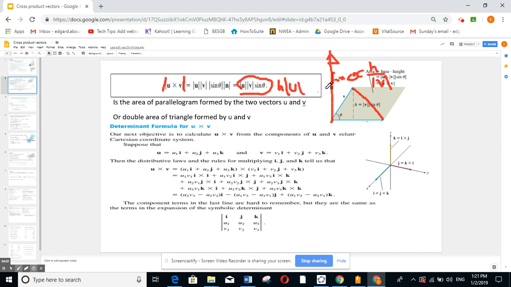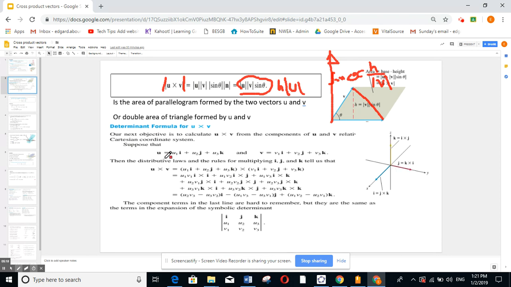Okay, so u cross v, which is a vector perpendicular, if I want to find its distance, its measure, its norm, is nothing else than the area of the parallelogram formed by the two vectors u and v. Now I have a three-dimensional space. This is the x-axis, the unit vector is i here. Here the y-axis, the unit vector, sorry, is j, and this is the z-axis. The unit vector is k.